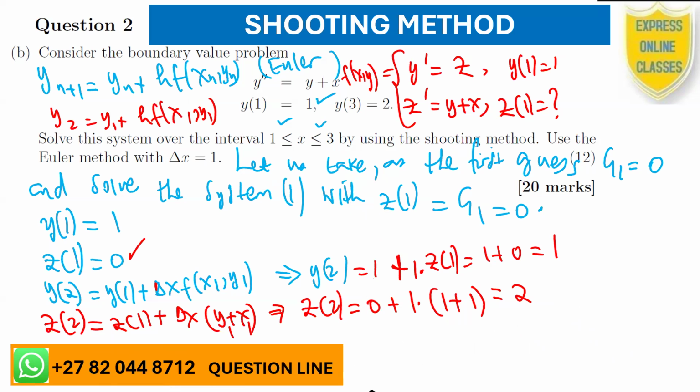So now we are at Z2, but we need to get to the next point. We're going to look at Y at 3. What is Y at 3? According to the Euler, because we need to use the Euler method, this is the formula: Y subscript n plus 1 is Y sub n plus h f of x n, y n. So this is Y1, Y2, Y3.